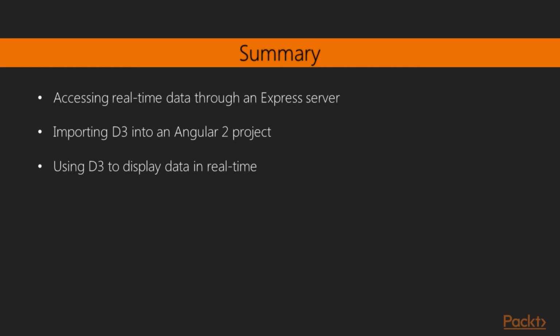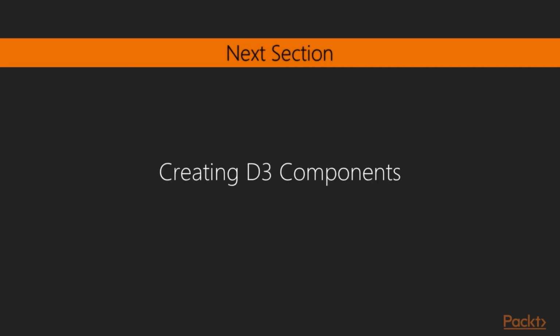We have learned much in this section, including setting up a basic Express server with Socket.io and Twitter streaming API functionality, adding D3 to an Angular project, using D3 to add elements to the DOM based on real-time data. In the next section, we will begin building D3-based Angular 2 components, which will visualize Twitter data.